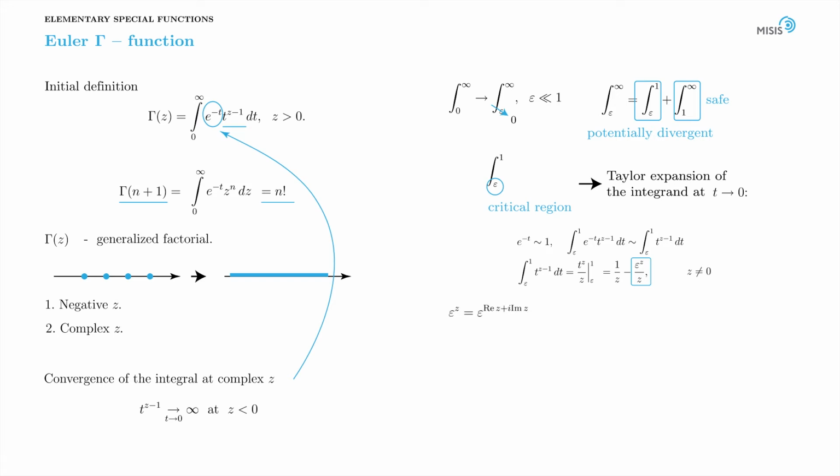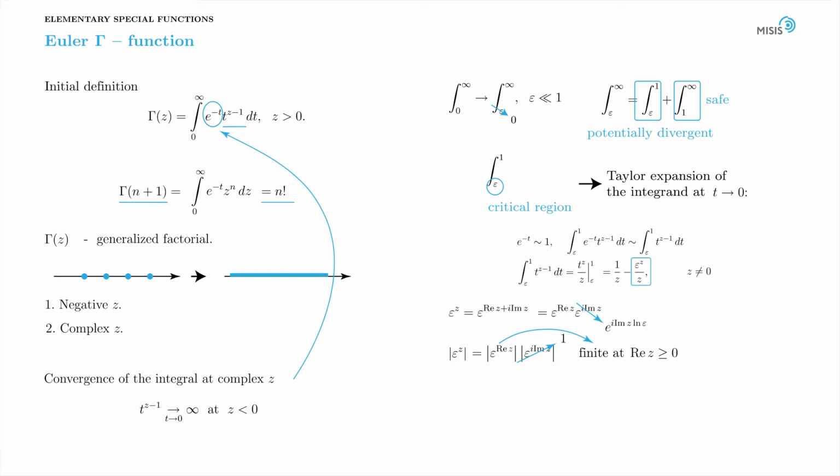Let's see what is happening at small epsilon. We split z into its real and imaginary components, then split the function itself into the product of two parts. Let's first investigate the modulus of epsilon to z. The modulus of the imaginary exponential is 1, and we are left just with epsilon to the real part of z. And the modulus is finite as long as the real part of z is non-negative.